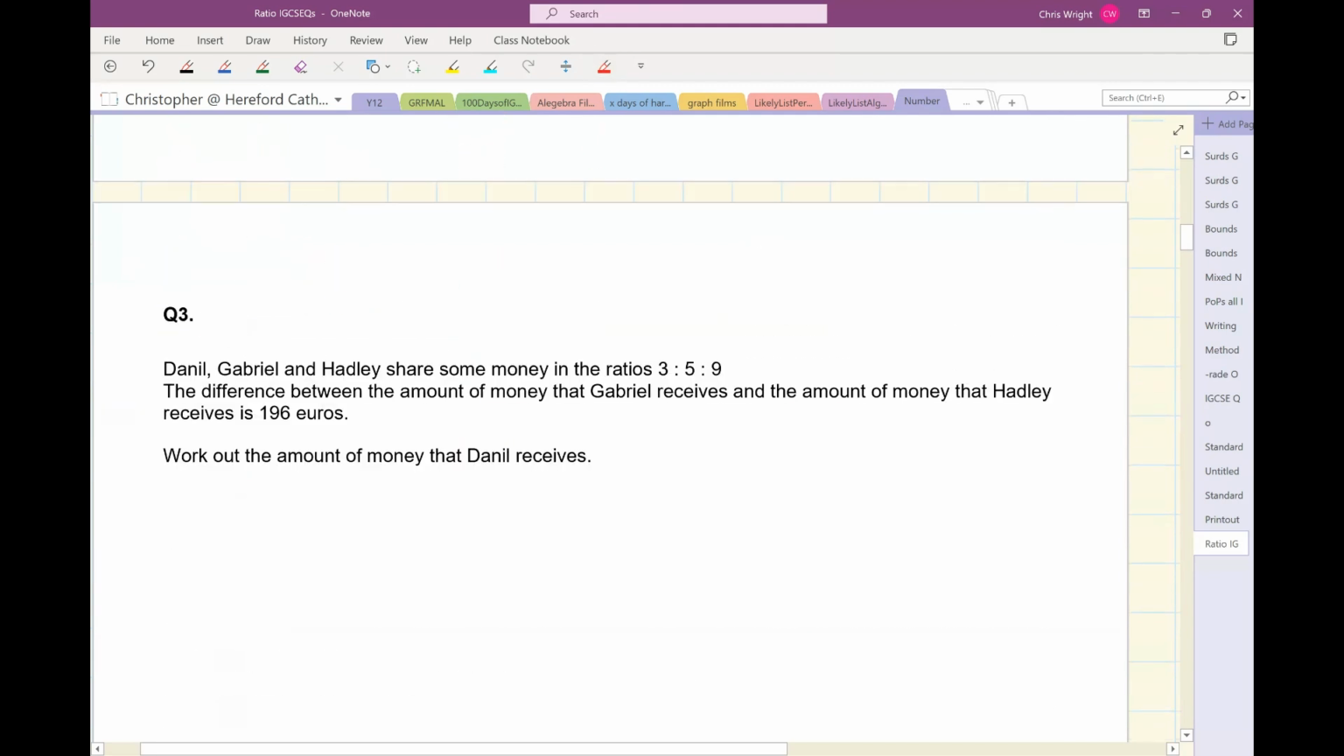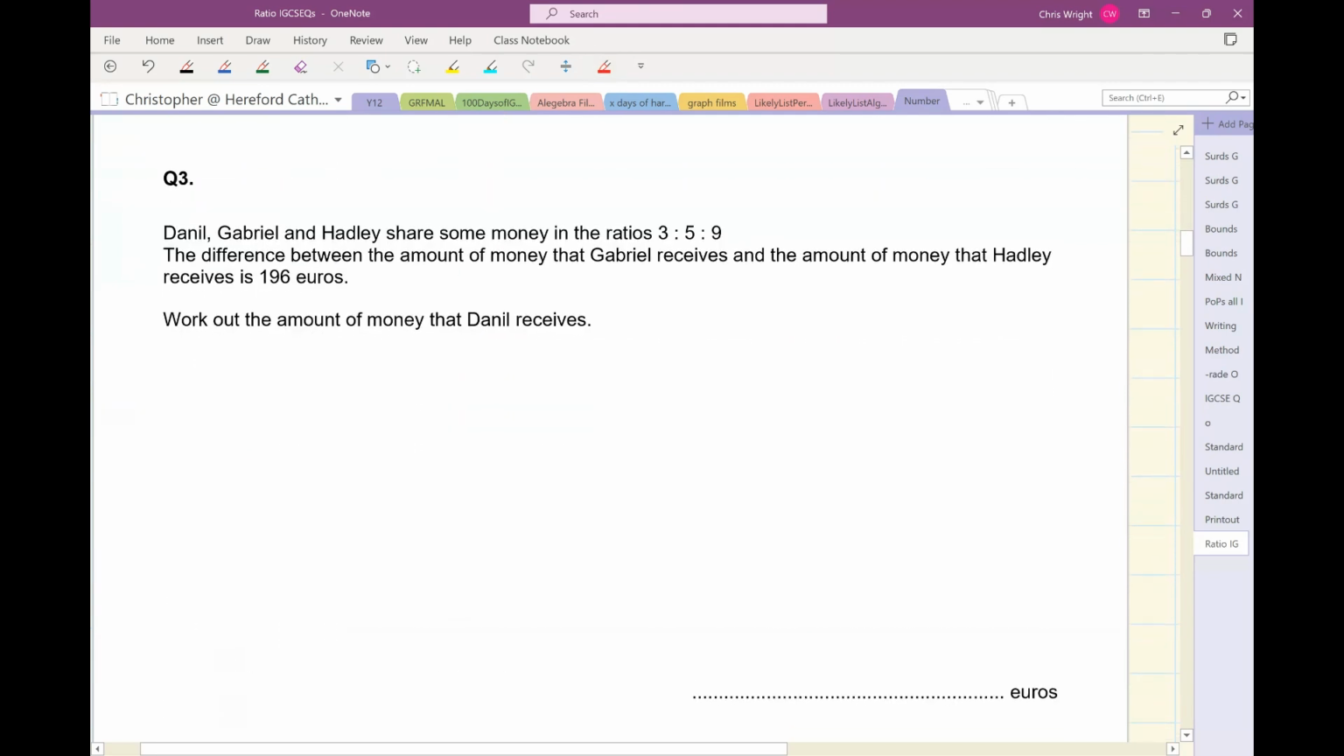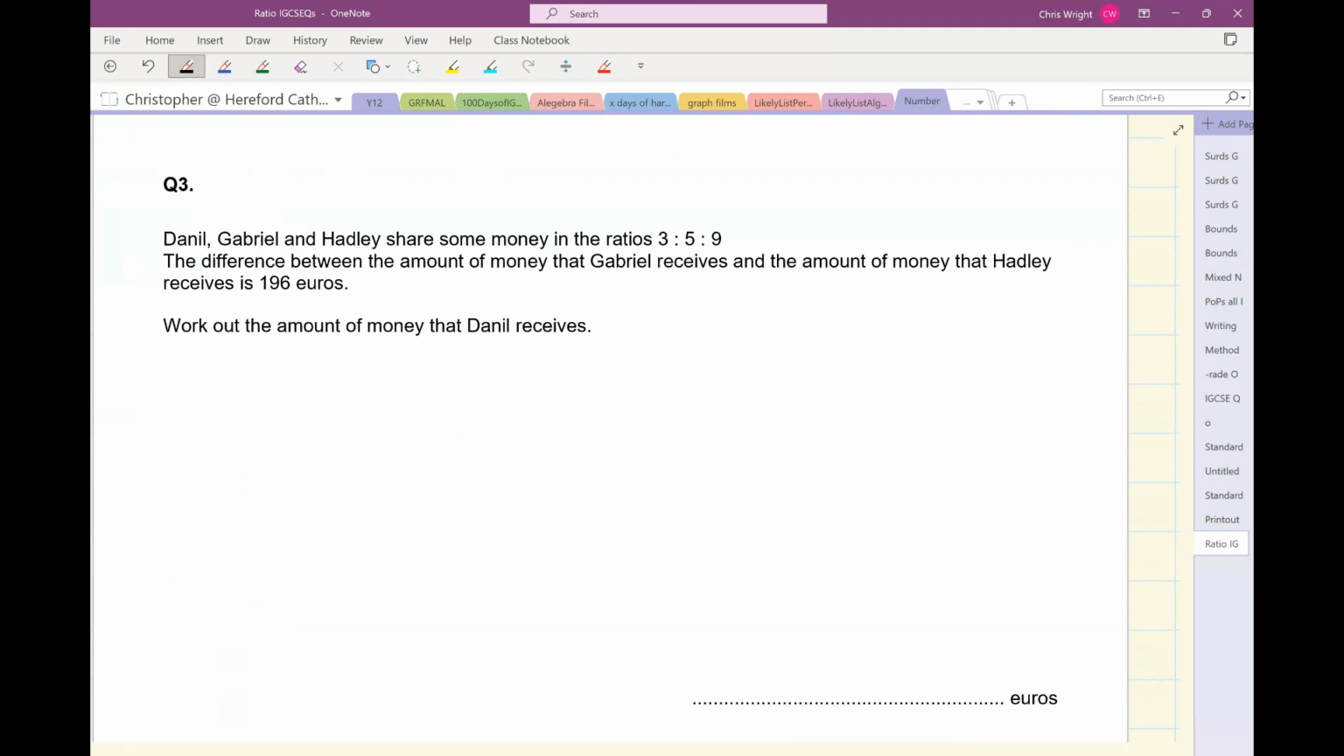Let's have a look at question 3. D, G, and H share some money in the ratio 3 to 5 to 9. Let's total that up: 14, 17. The difference between the amount of money that Gabriel receives and the amount of money that Hadley receives. That's 4 here, isn't it?